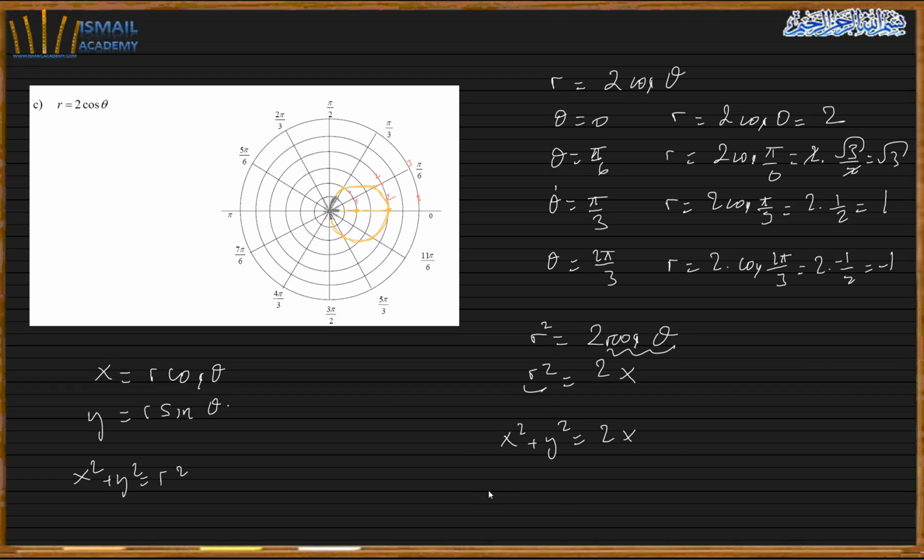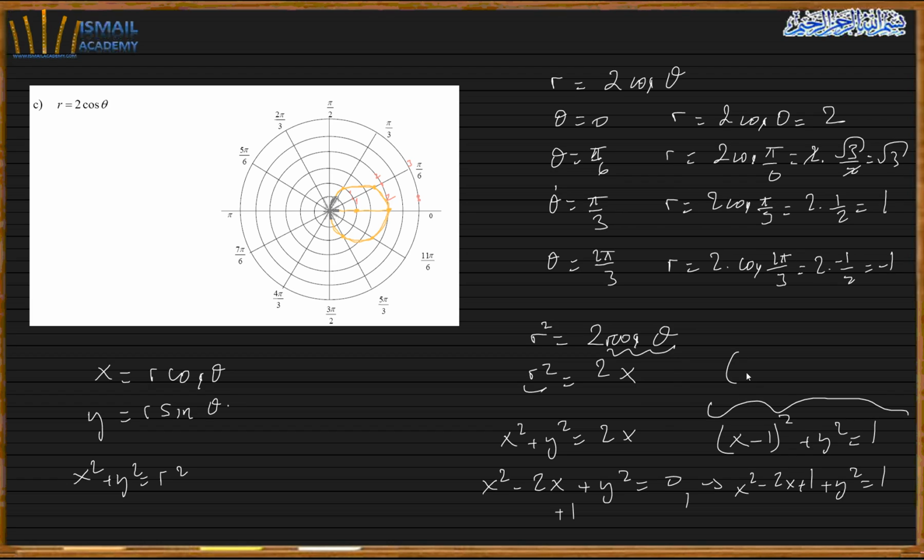So here I move the 2x to the other side: x squared minus 2x plus y squared equals 0. So I'm going to add 1 to both sides. So we end up having x squared minus 2x plus 1, which is a perfect square of x minus 1. So it's x squared minus 2x plus 1 plus y squared equals 1. This is the same as (x minus 1) squared plus y squared equals 1, and this is the equation of the circle with center (1, 0) and radius 1.